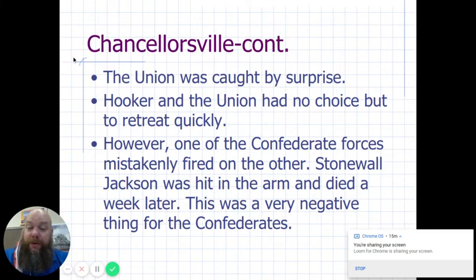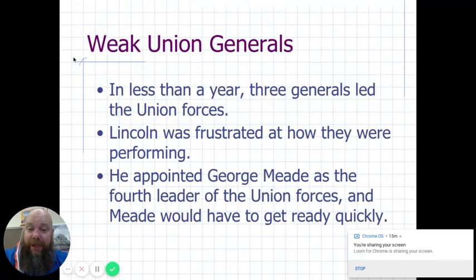Stonewall Jackson was one of the main reasons that the Confederates were even able to do as well as they were. So the Union generals, you had McClellan, you had Burnside, you had Meade, you had Hooker. Sorry, you had McClellan, you had Burnside, you had Hooker, now you have Meade. You don't have to put them in order, but that's just for my own sanity. I like to put them in order.